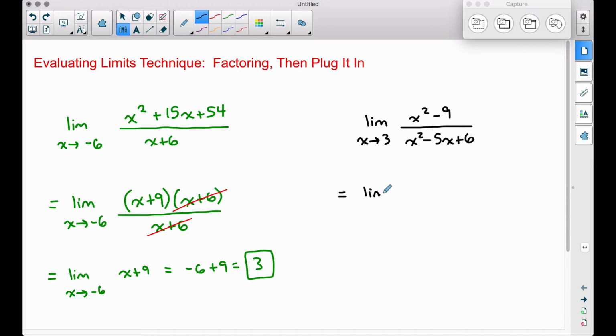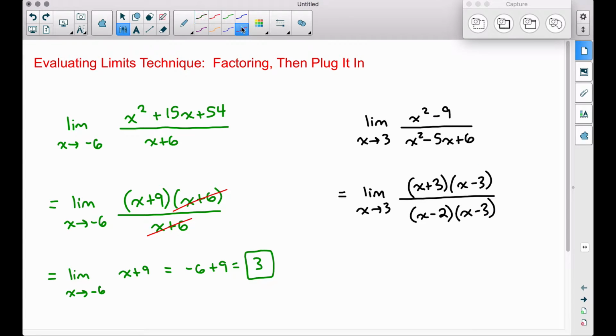In this case, we need to factor the numerator and denominator. So therefore, up top, we have a difference of squares. That's going to be x plus 3 times x minus 3. And then in our denominator, we're looking for two numbers that multiply to give us 6 and add to give us a -5. Watch your signs here. A -2 times a -3 will give you that +6, and a -2 plus a -3 will give you that -5. So therefore we have x minus 2, and then x minus 3.